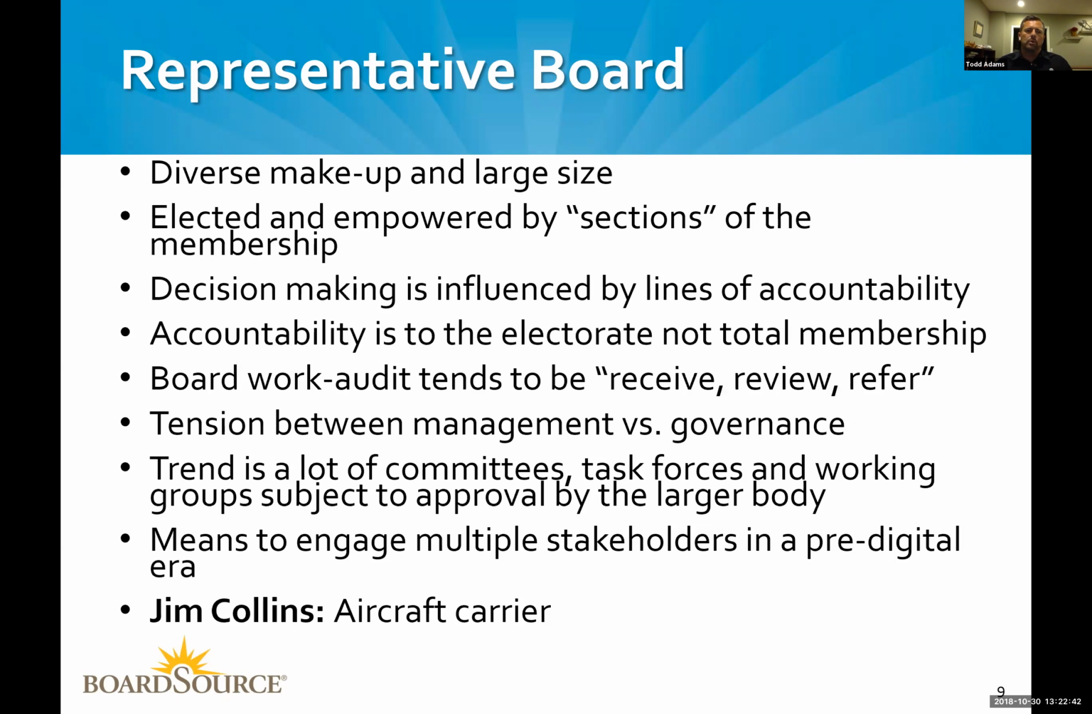So maybe you have a board that is representative because you serve multiple congregations that are supporting your ministry, and you've guaranteed them seats on your board, and they're really there to represent their ministry. But they could also be there in a governance capacity or management capacity. But their decision-making is often influenced by the lines of accountability, because they're accountable to those who elected them and who sent them, not as much accountable to the whole organization that they're there to represent.